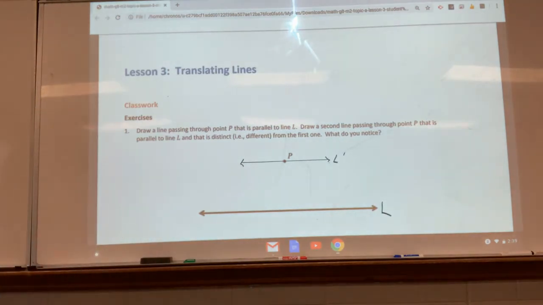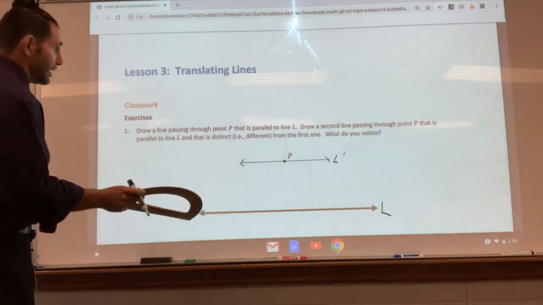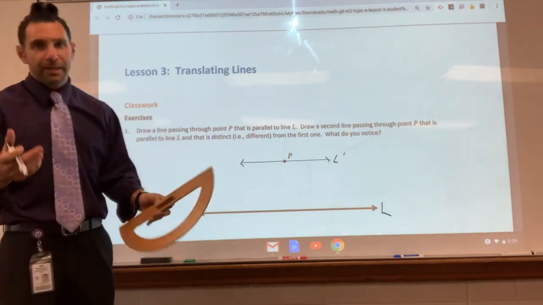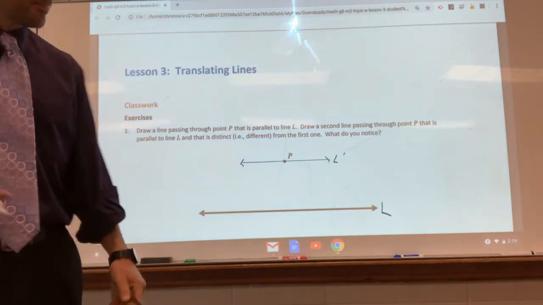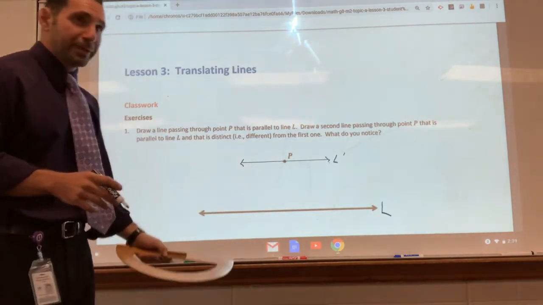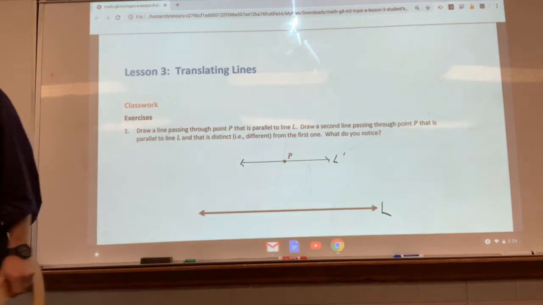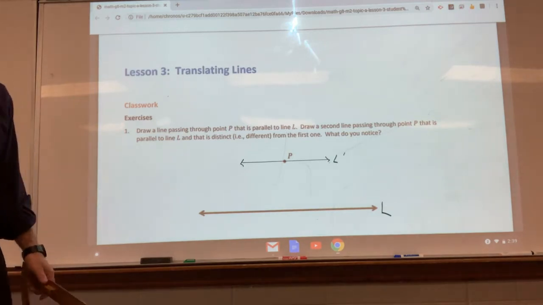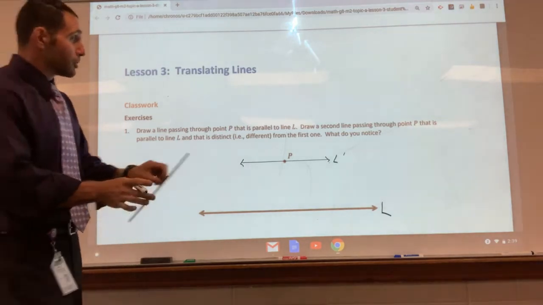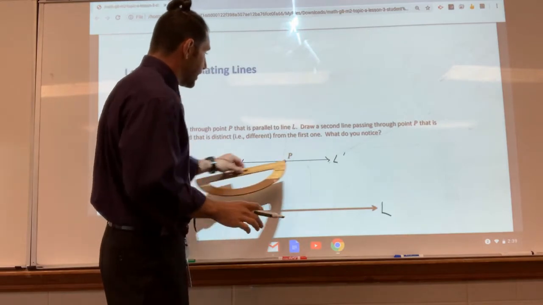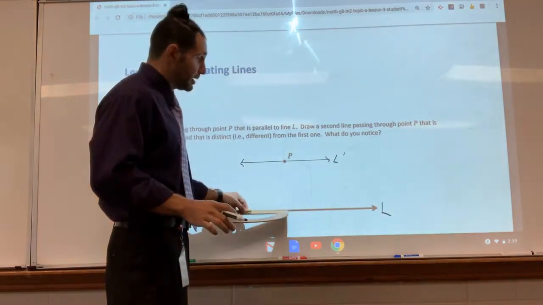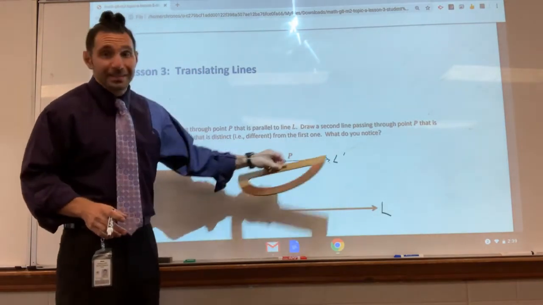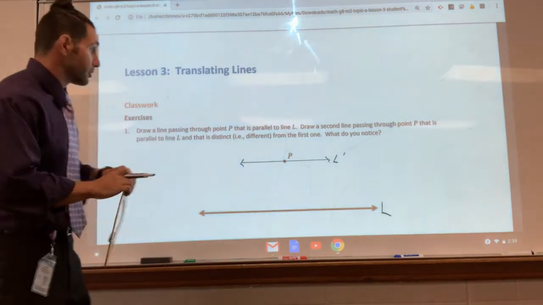Then it says draw a second line passing through point P that is parallel to line L and is different from this one. I'm going to give you a minute. Try to think of how I'm going to draw another line through point P that is parallel to line L. And you're probably thinking, well, that's dumb, Mr. H. You can't. You're right, you can't. There's only one line that's parallel passing through point P to line L. It would be the same line. We cannot draw another line.